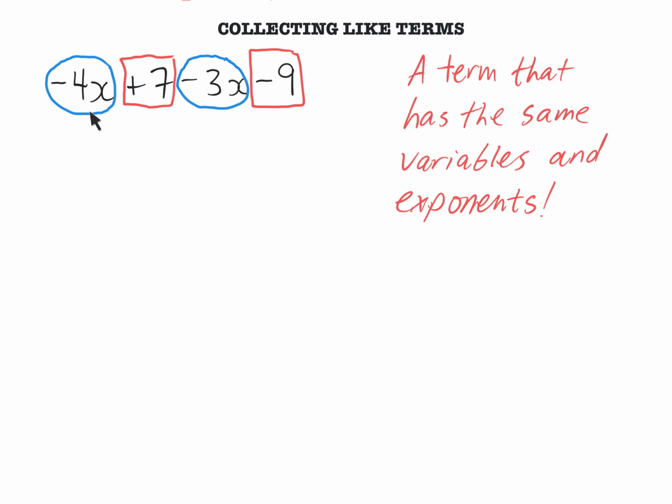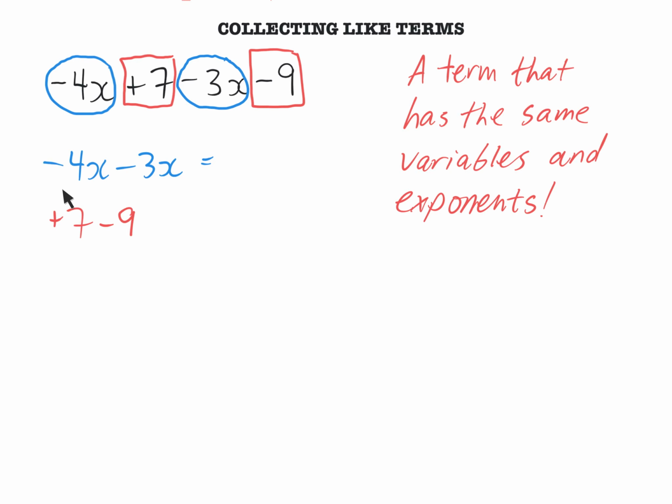Then you're going to write these two blue ones below, left to right, exactly as they are, and the two red ones below, left to right, exactly as they are. So my blue ones were negative 4x minus 3x. So you just write it exactly as it is, minus 4x and minus 3x. And then my red ones are going to be positive 7 minus 9. And then you just have to get answers for them. So how do you do that?